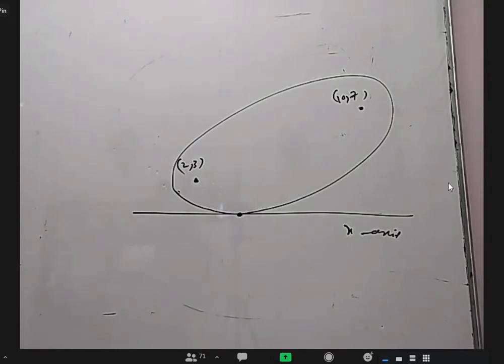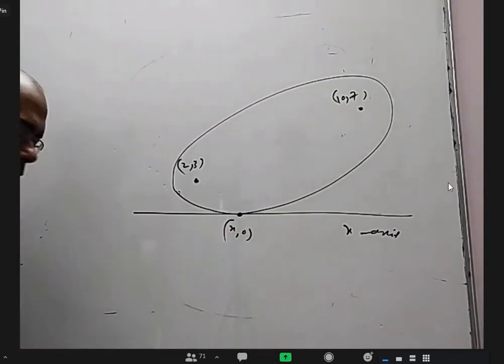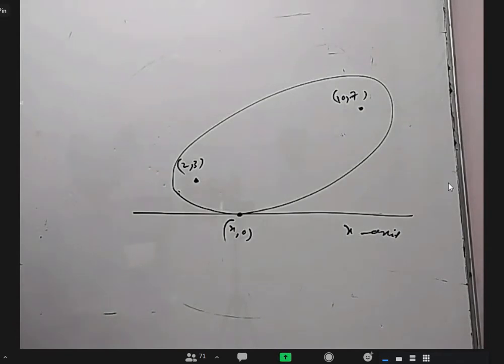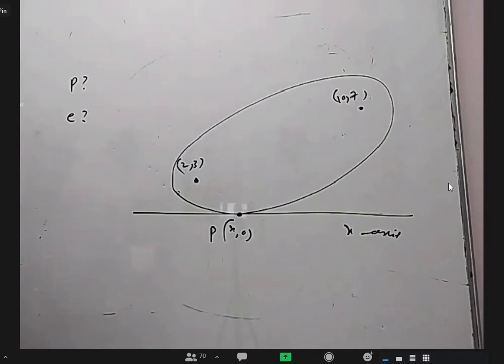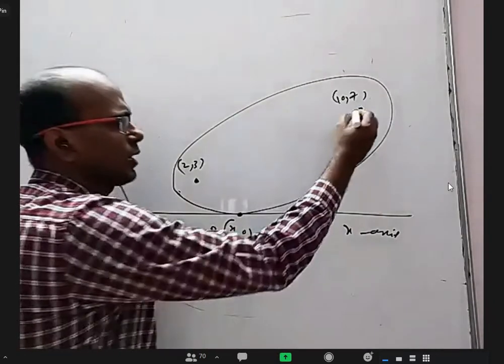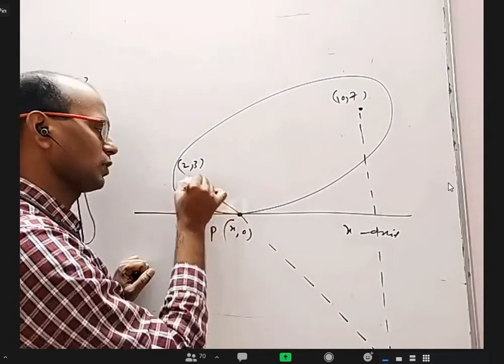Sir, let us take the point as (x, 0). Okay. Sir, we will reflect one of the foci about the tangent, about the x-axis, and we will get 2a equal to the distance between those two points. Yeah, that's very good. The image of a focus with respect to any tangent will be collinear with the other focus and the point of contact.